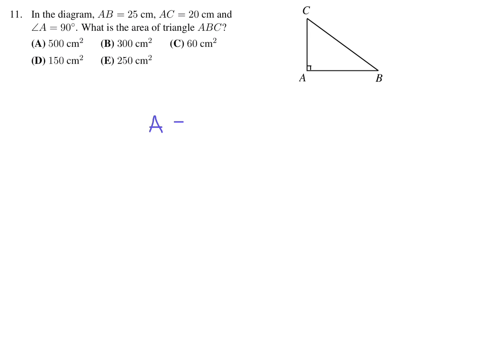Area of a triangle is 1/2 base times height. The base in this case is AB, and they tell you that is equal to 25. And the height in this case is CA, or AC, and they tell you that is 20. So it looks like we've got 10 times 25, which is 250. So number 11, the answer is E.